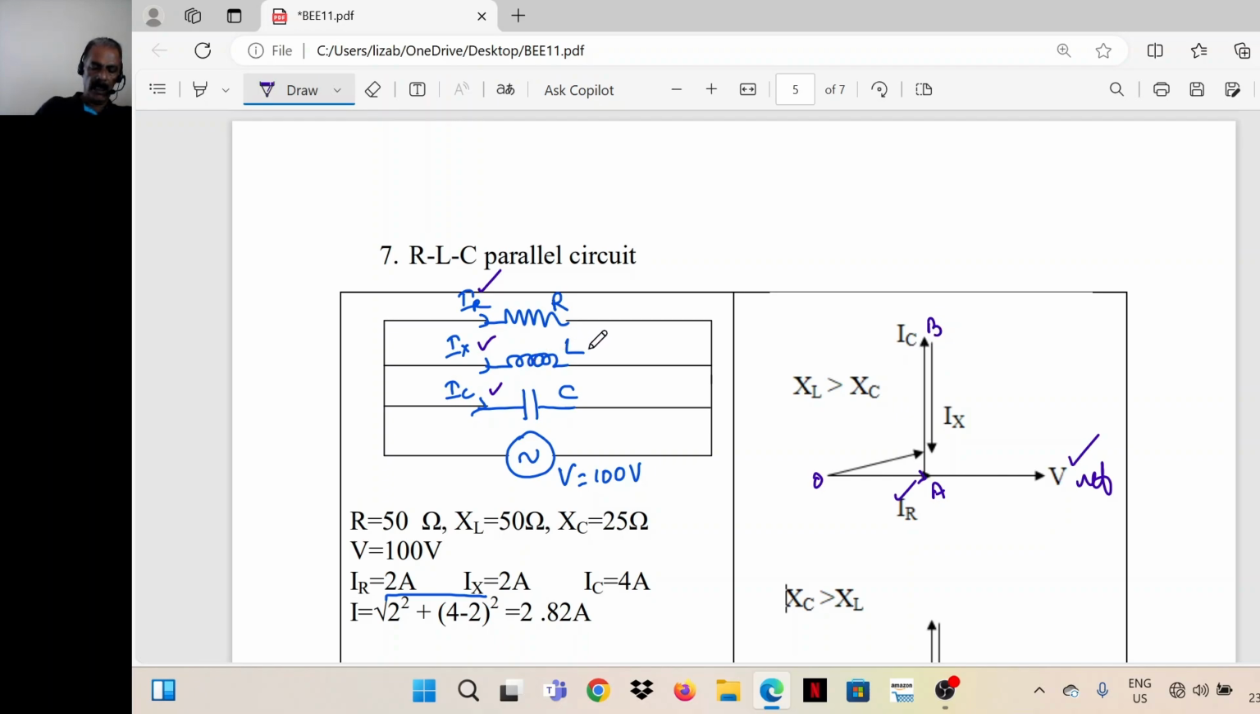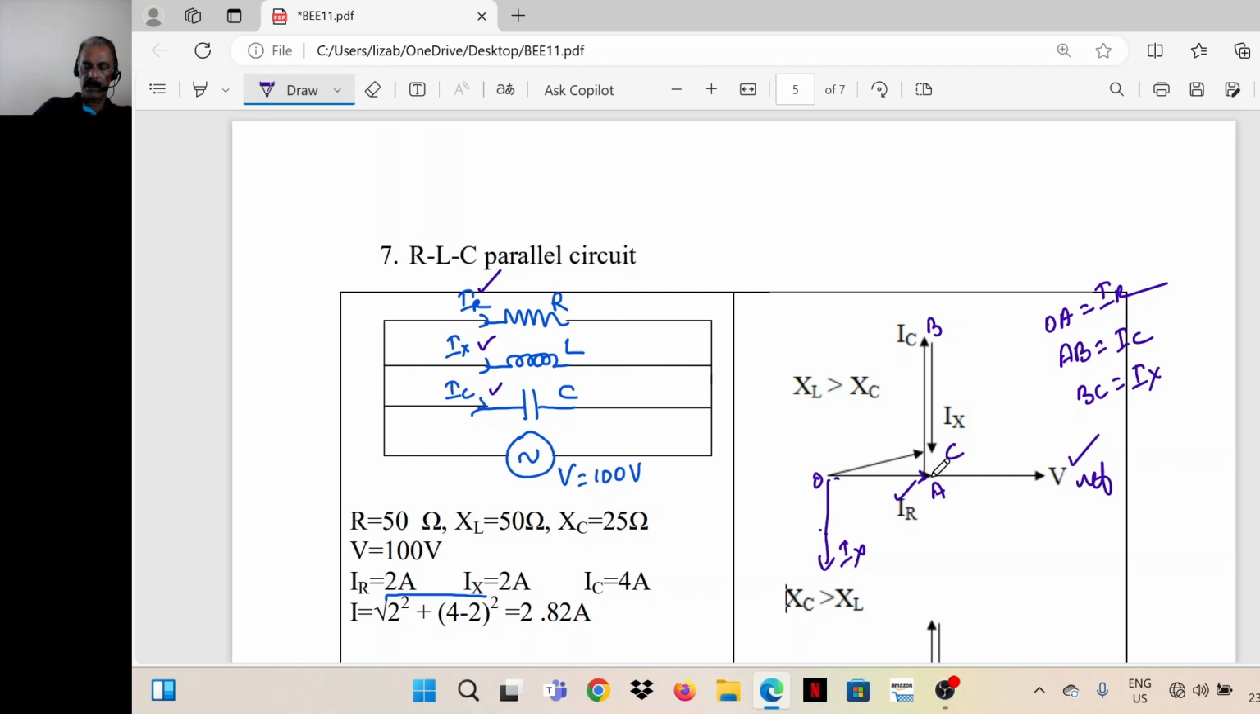Then the current through the inductor, which is marked here as IX. Inductor current lags the voltage by 90 degrees. So this is the direction of IX. Same thing I'll put here. This is B, C. BC is equal to IX. Here OA is equal to IR. AB is equal to IC. Then BC is equal to IX.